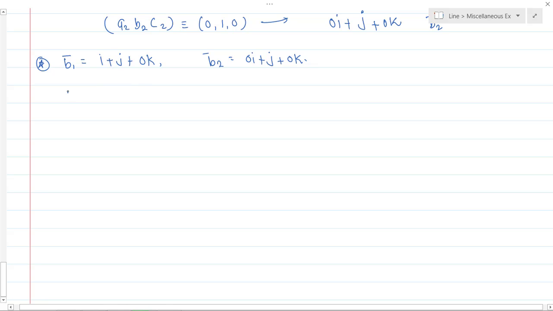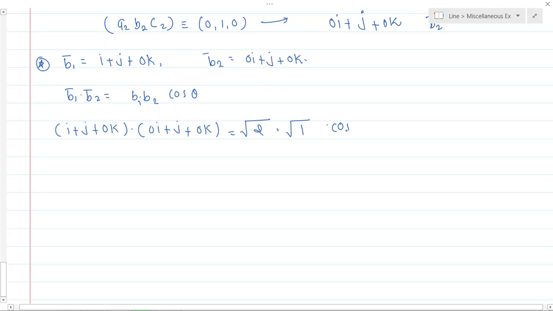Now let's take b1 bar dot b2 bar. It is equal to |b1||b2| cos of theta. So b1 bar dot b2 bar is i plus j plus 0k dot 0i plus j plus 0k. It is equal to, what is |b1|? It is root of 1 plus 1, that is root 2, into root of, what is this one? 1, into cos of theta.